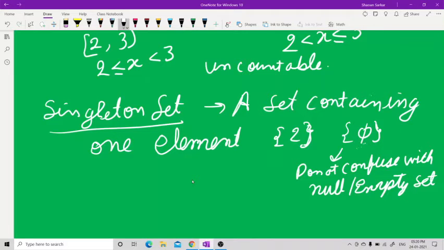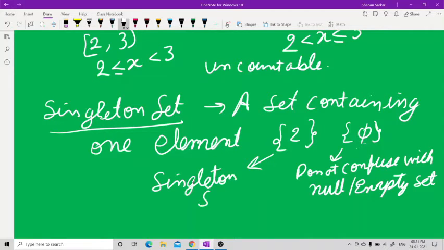Now this is a curly bracket. Wait, let me draw this bracket again clearly. This is a curly bracket. This is also a curly bracket. This is a singleton set. This is also a singleton set.